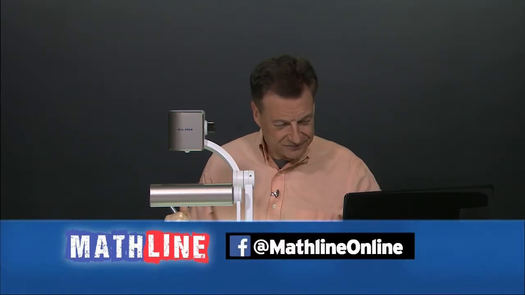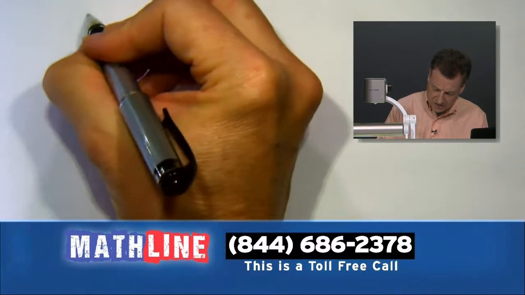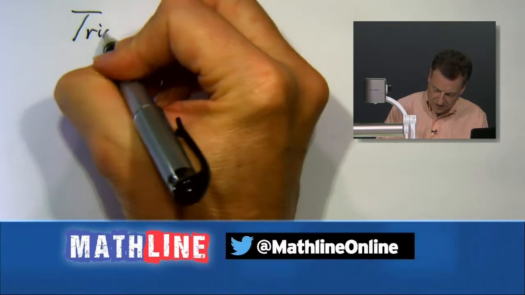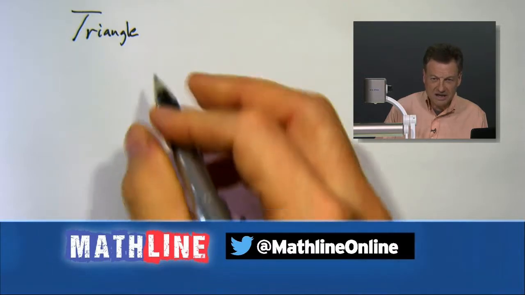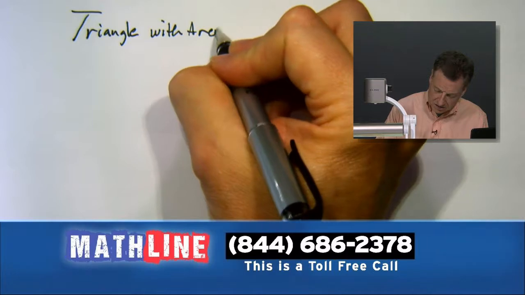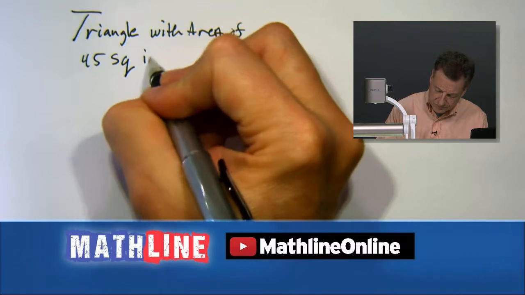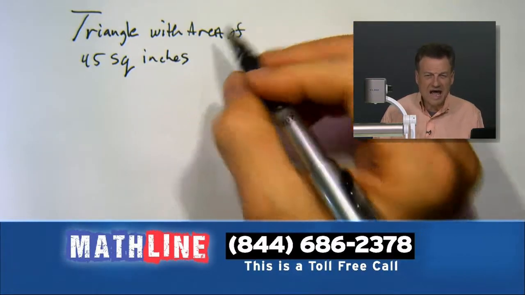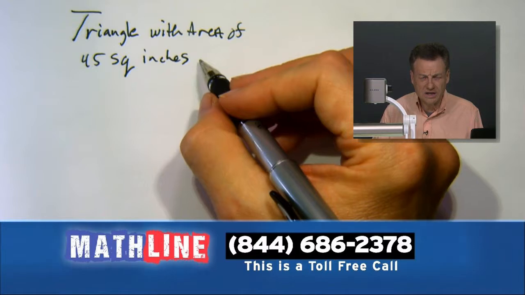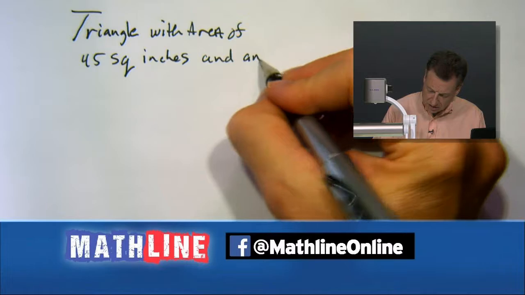What kind of problem have you got for me? I have a triangle that has an area of 45 square inches and an altitude of 5 inches. How long is the corresponding base? So I've got a triangle with an area of 45 square inches. And you've got an altitude, or do you have a base? An altitude of 5 inches. And it's asking for how long the base is.